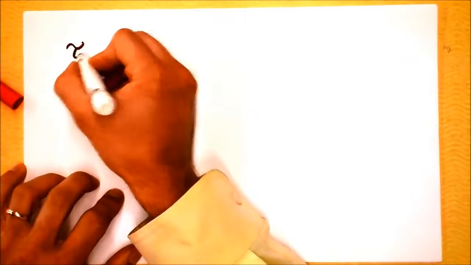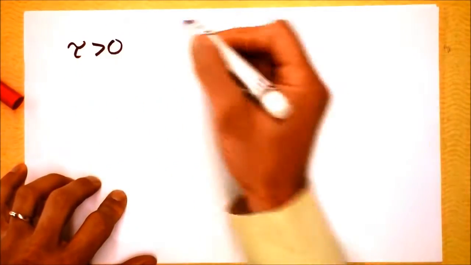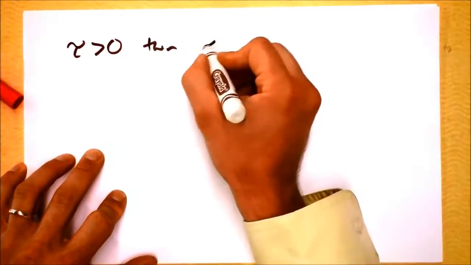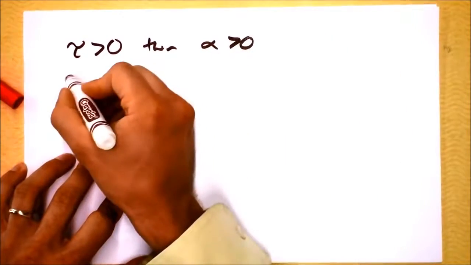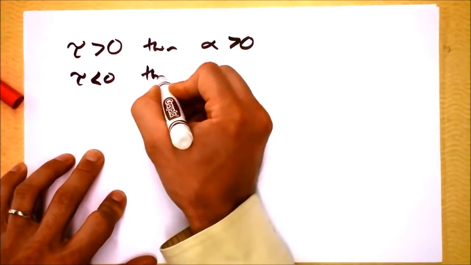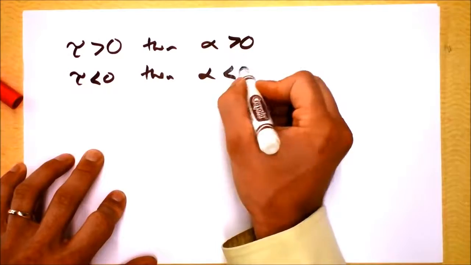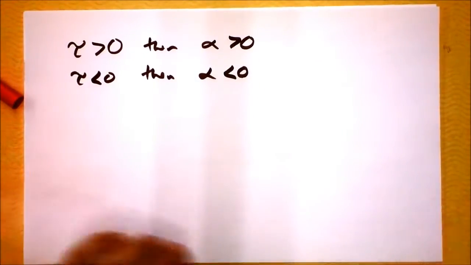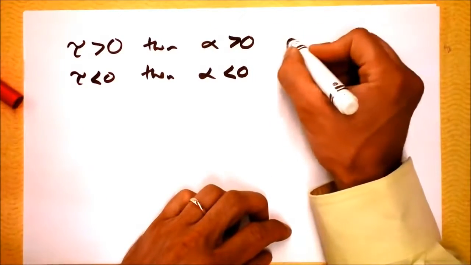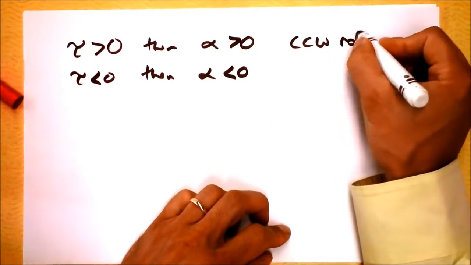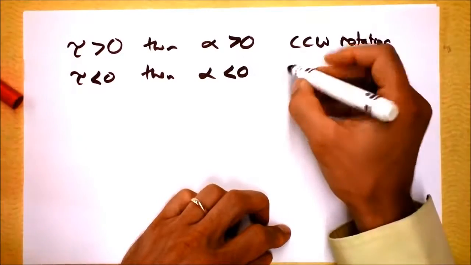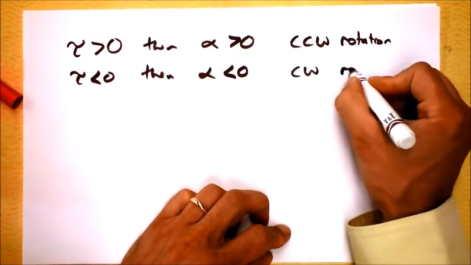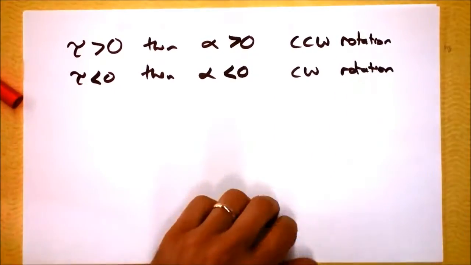I want to write down a couple conventions for torque. We should certainly note that if torque is greater than 0, then angular acceleration will be greater than 0, and if torque is less than 0, then angular acceleration will be less than 0. I don't think you're going to be too surprised by that. This is a counterclockwise rotation that will be caused, and this is a clockwise rotation caused by that kind of a torque.